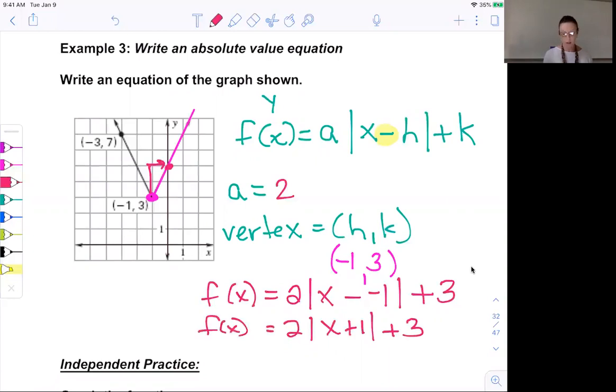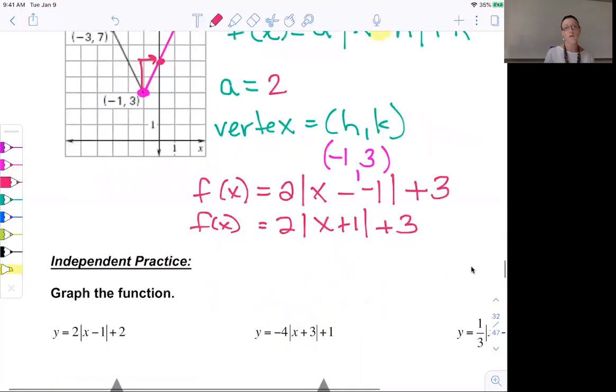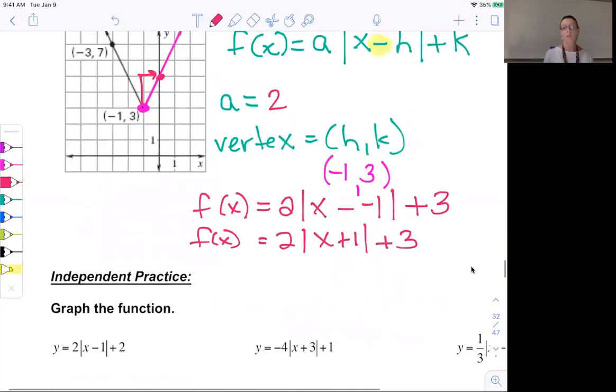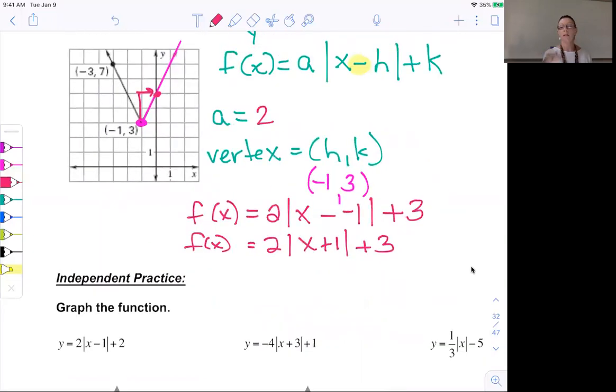So my final equation would be f of x equals 2, absolute value of x +1, because there's a minus in the equation, but my h value is also negative, and then +3. The k value in the equation out here, it's a plus sign. So because it's a plus sign, it's whatever the sign is that takes on that k or y value of your vertex. Any questions?